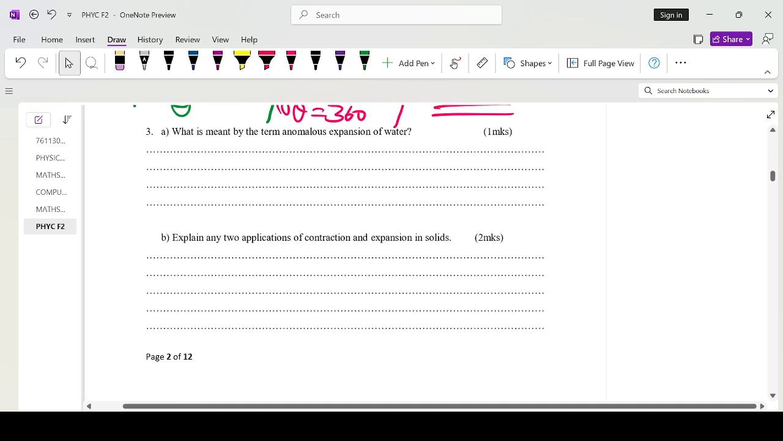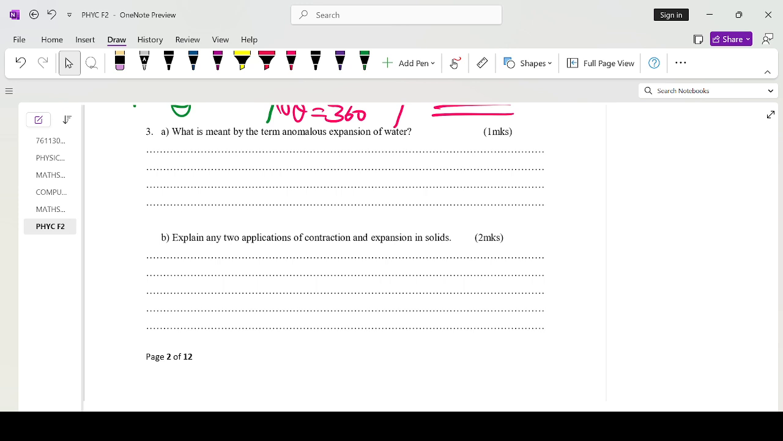Question number 3. What is meant by the term anomalous expansion of water? Anomalous expansion of water. So we normally say anomalous expansion of water is the unusual behavior of water in which it contracts when heated from 0 degrees to 4 degrees, then starts now to expand as any other liquid.